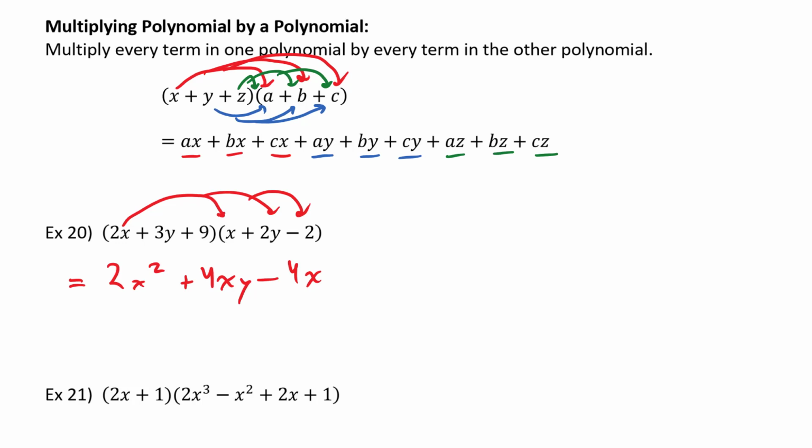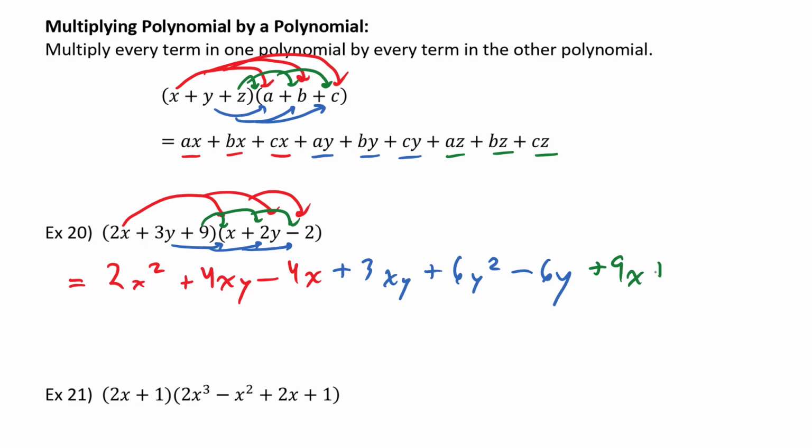We'll now distribute the 3y plus 3xy plus 6y squared minus 6y. Lastly, we'll distribute the 9, giving me 9x plus 18y minus 18.